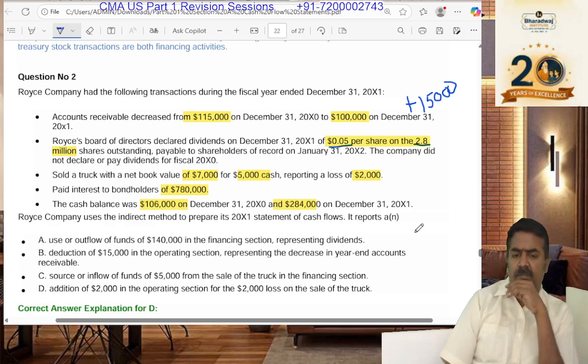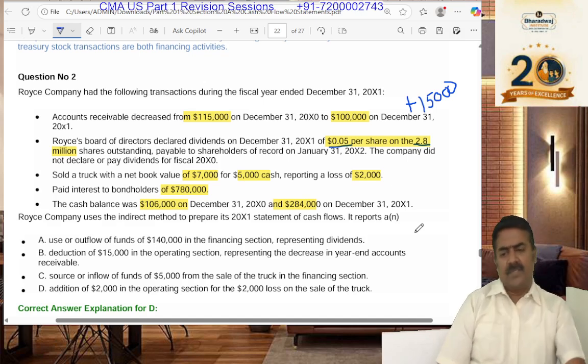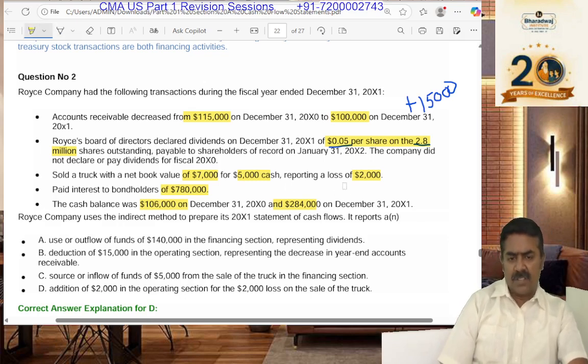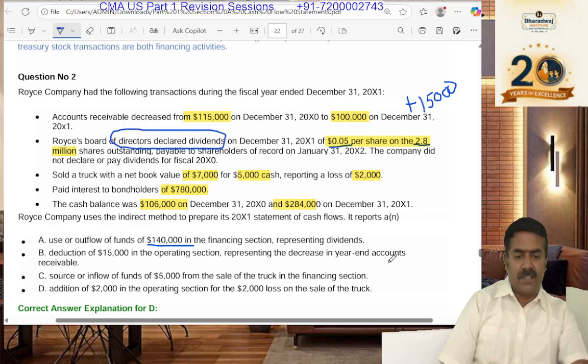What is the correct one? In 2008, our net income minus loss on land, indirect method. Okay, actually, the options are confusing. Is there 1,30,000 in the financing section for dividends? No, we just declared the dividend, not paid the dividend. So this is not an answer. You have not paid the dividend.